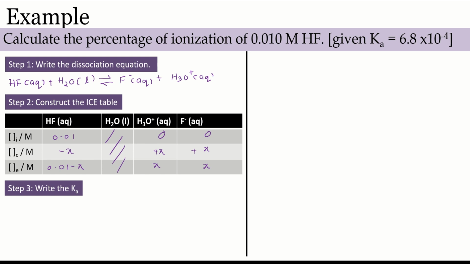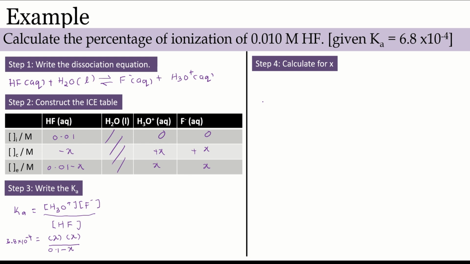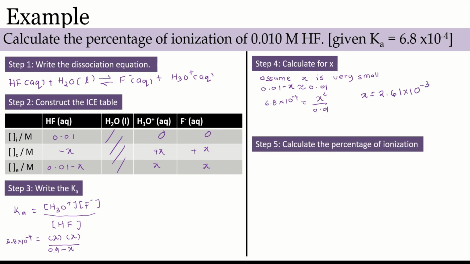So, tulis Ka. Ka is equal to, calculate for X. Assume X is very small. Therefore, 0.01 minus X is approximately 0.01. So, kita boleh kata Ka kita iaitu 6.8 darab 10 kuasa negatif 4 is equal to X square over 0.01. So, punya X is equal to 2.61 exponent negatif 3.